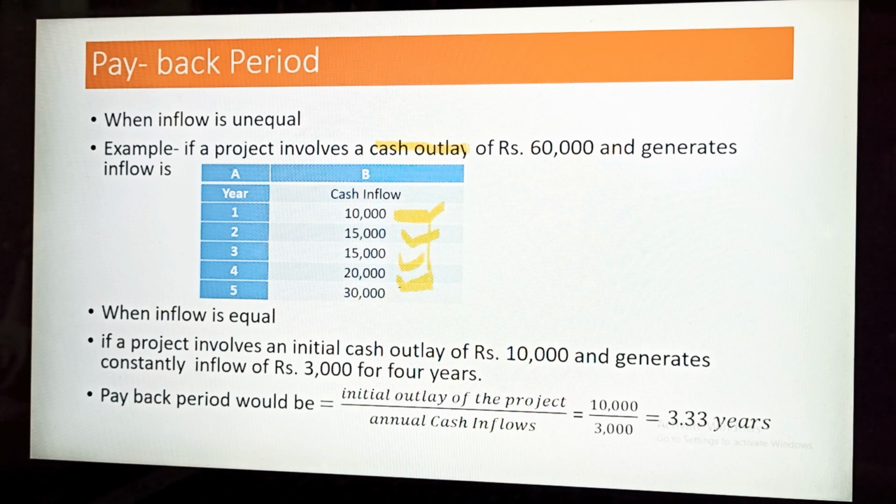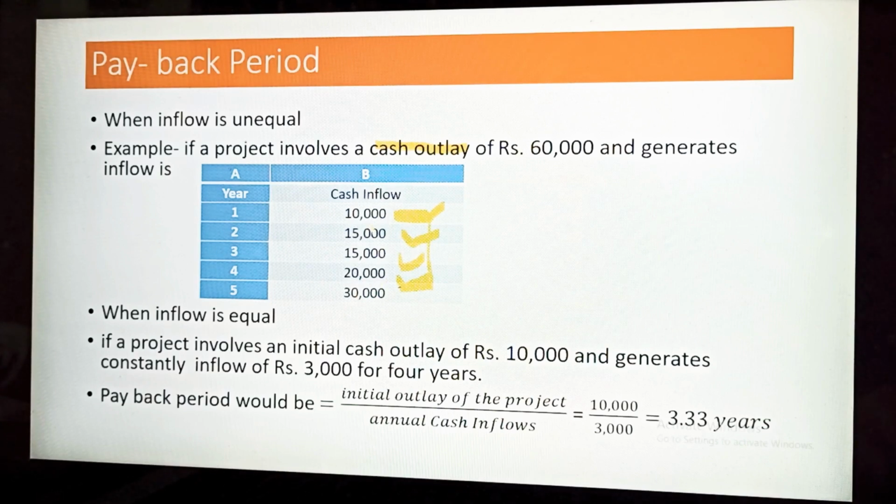4 years is your payback period, but sometimes your cash inflow is not equal to your cash outlay. Suppose instead of 20,000 you get 25,000, in that case the payback period will be 4 years, and for the 5,000 you have to calculate a fraction like 1, 2, 3 or 3, 3, like that. So that will be the actual period.